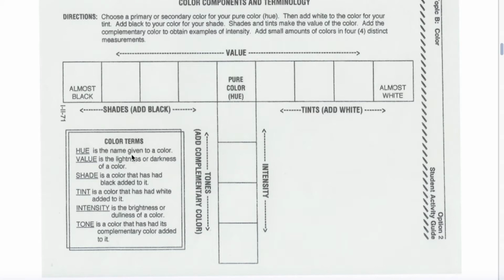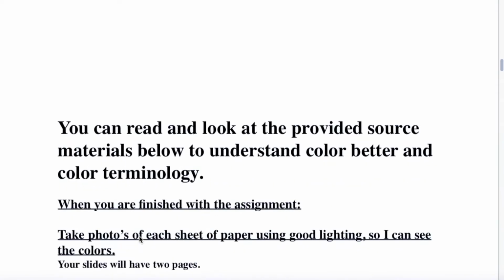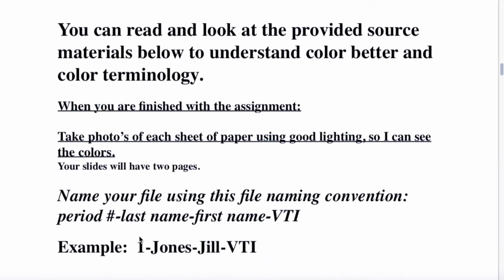And hue is a name given to a color. Value is the lightness and darkness of a color. Shade is a color that has had black added to it. Tint is a color that has had white added to it. Intensity is the brightness or dullness of a color. And tone is a color that has had its complementary color added to it. There you go.